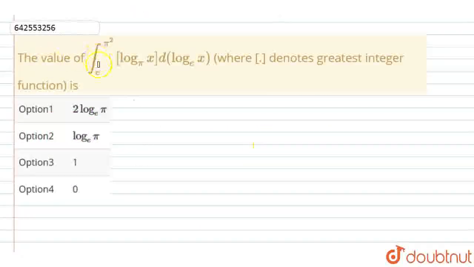One question is the value of the integral from e to pi square of the greatest integer of log base pi x, derivative of log base e x, where this sign denotes the greatest integer function. In this question we have to solve this integration with respect to this derivative. Here we are given log base pi x, derivative of log base e x.